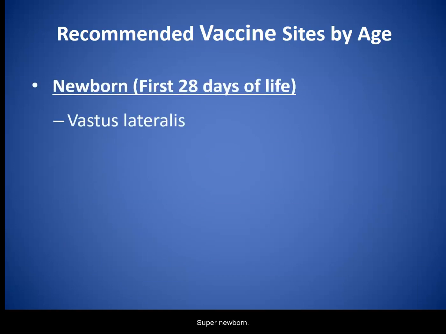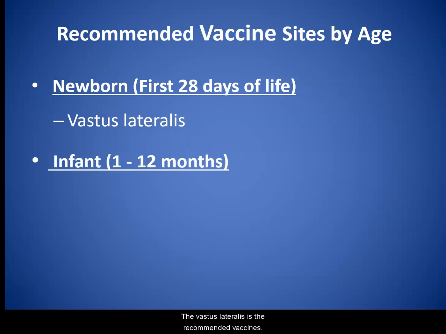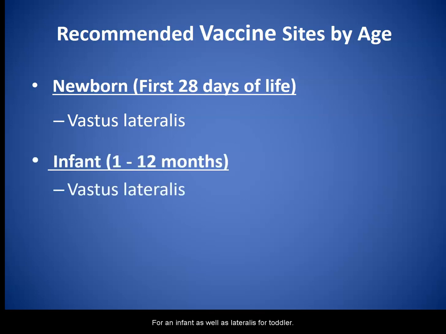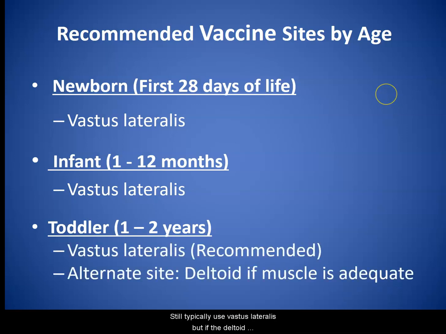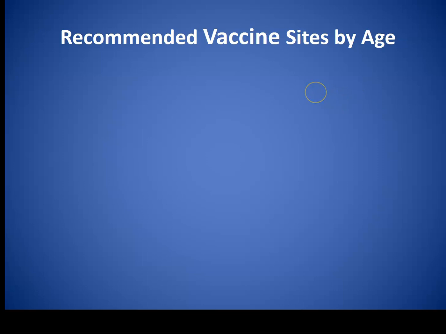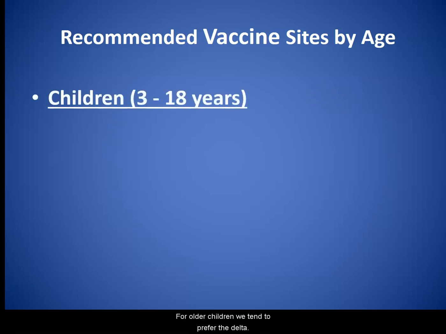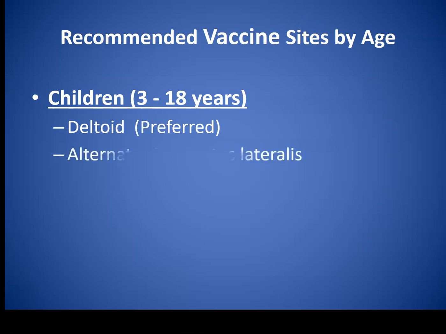So for a newborn, the vastus lateralis is the recommended vaccine site. For an infant as well, vastus lateralis. For a toddler, we still typically use vastus lateralis, but if the deltoid muscle is large enough, if you have a large, well-developed toddler, that can be used. For older children, we tend to prefer the deltoid, but we could use the vastus lateralis if needed.